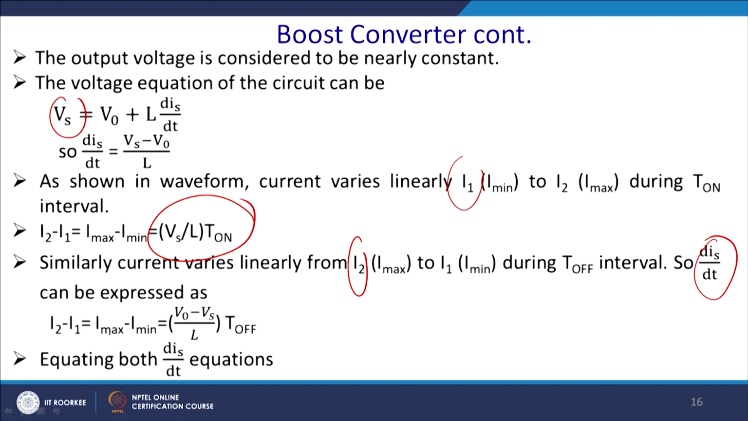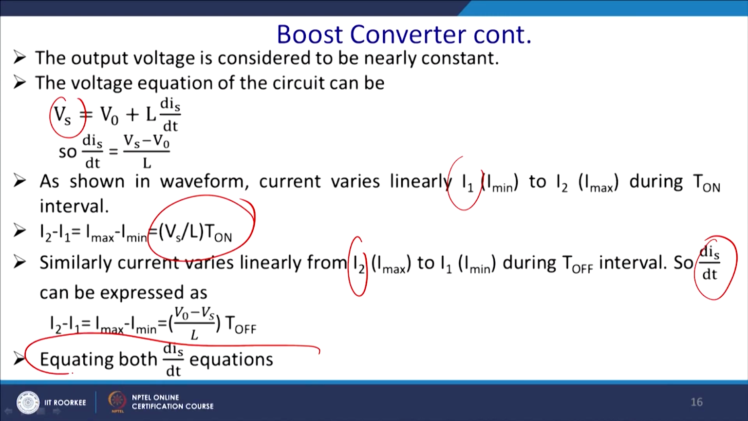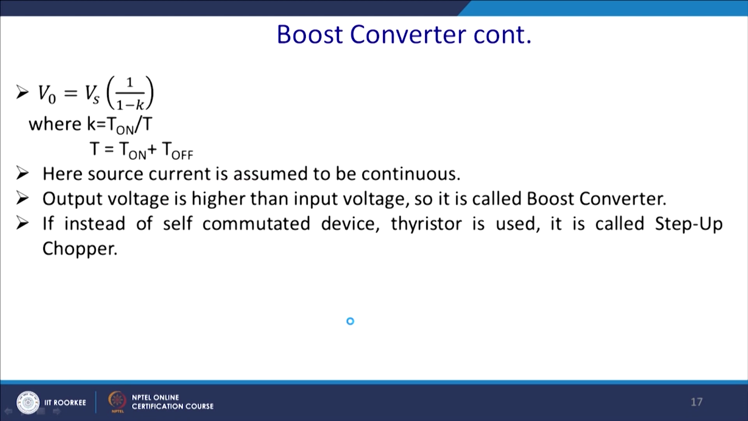I2 minus I1 equal to I max minus I min equal to V0 minus Vs by L into t off. So, we can equate both the equations, and ultimately we can get V0 equal to Vs into 1 by 1 minus k, and since k equal to t on by T, you can substitute that value. Sometimes it is written as 1 by 1 minus d, where d is the same as k.